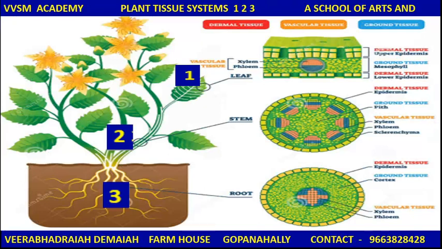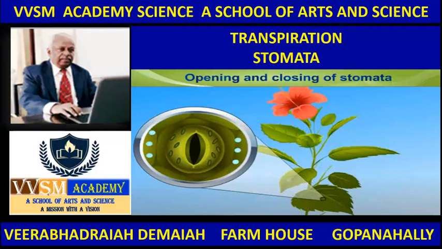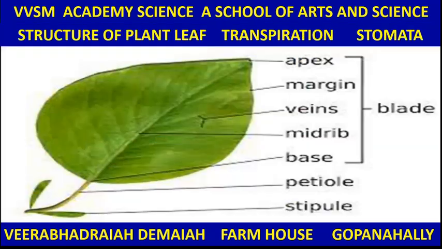The main parts of the plant are the leaf, stem and root system. Shoot system, that is leaf and stem. Root system, roots. The leaf anatomy: opening and closing of stomata, apex, margin, veins, midrib, base, petiole and stipule.